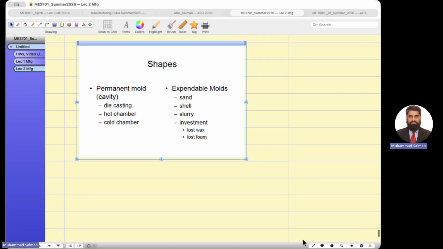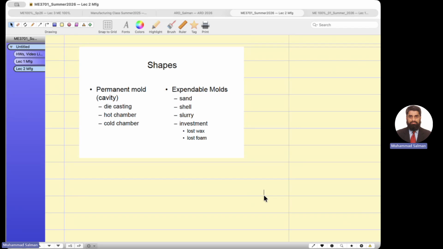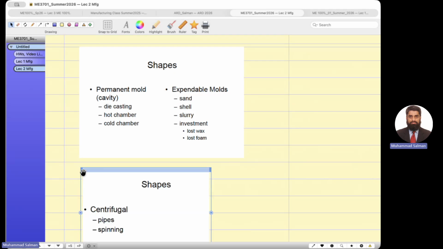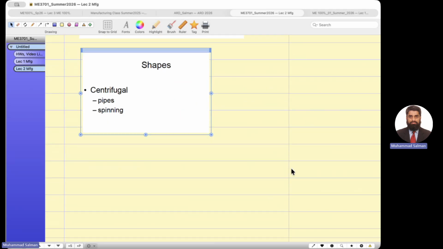In the permanent mold, we have die casting, hot chamber casting, cold chamber casting. Expandable molds need to be broken in order to take the casting outside them. So we have a sand mold, a shell mold, a slurry mold, investment, lost wax or lost foam. Like you have a wax mold, and when you pour the metal, the wax melts out, and the remaining part goes into the mold. Shape casting is the centrifugal, like pipes, spinning.